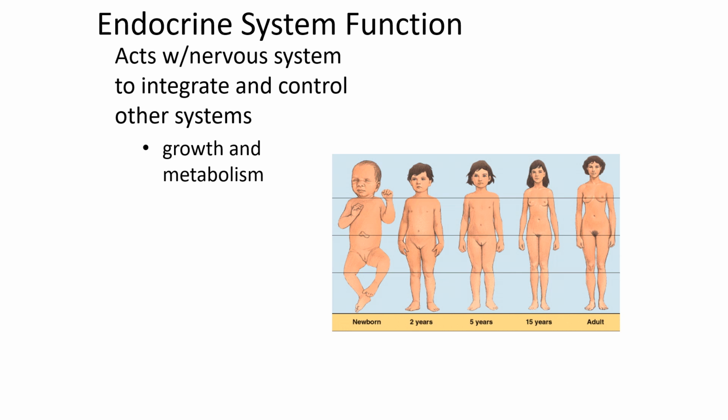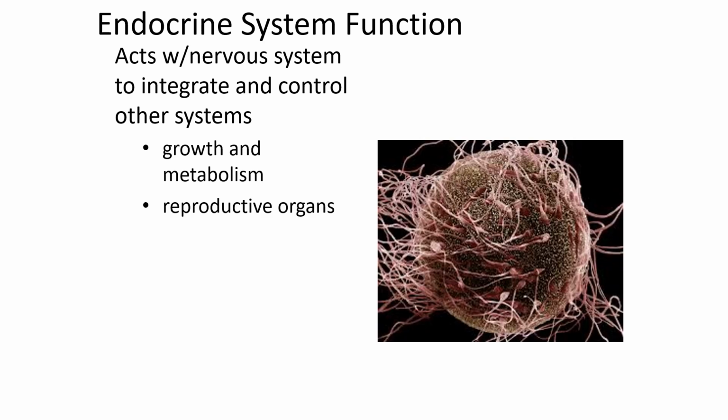Now, the endocrine system is going to partner with the nervous system to coordinate, integrate and control communication throughout our body. And some of the functions are going to include growth and metabolism. We talked about, no we didn't, we didn't talk about growth hormone, but that pituitary gland is going to secrete growth hormone, which is going to affect growth and metabolism. We did talk about thyroid hormone and how it affects metabolism.